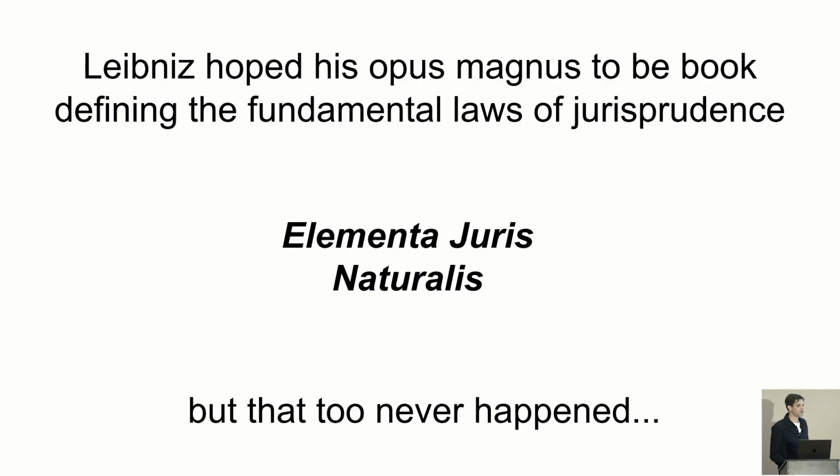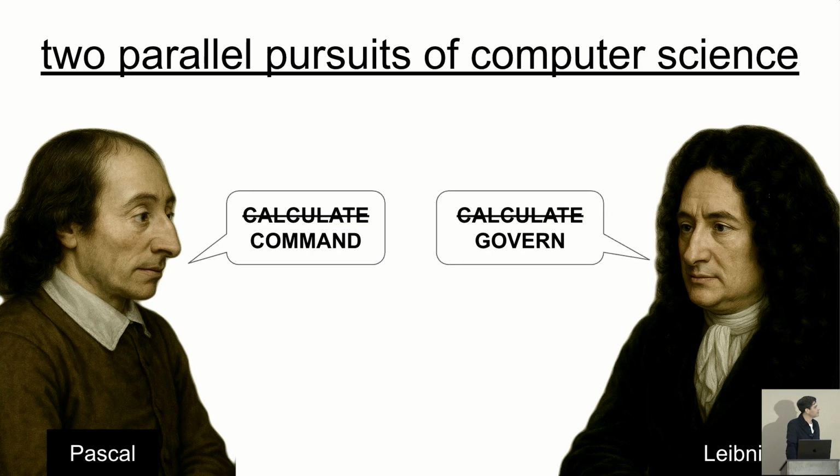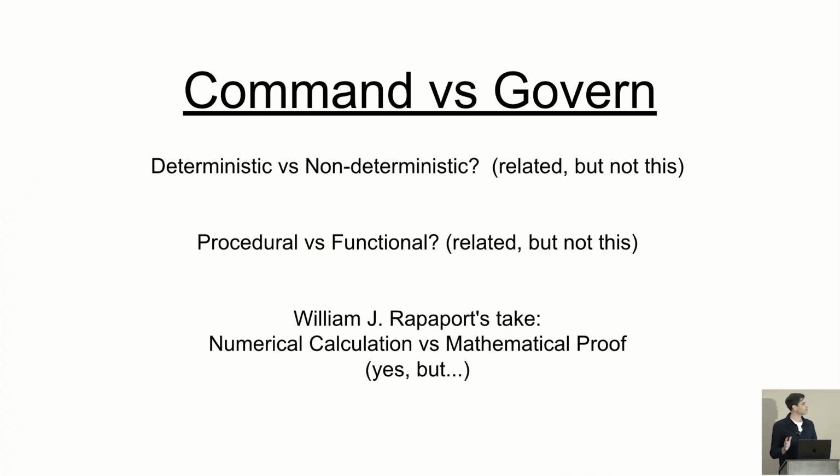And what was his ultimate hope? He wanted to produce a book. And that book was a book that would define the fundamental laws of jurisprudence. That also never happened. But now we just saw that there were actually two parallel pursuits of computer science, and they started even just with the basic calculator. On one side we have command, on the other side we have govern. And this command govern dynamic, you might think deterministic on one side, non-deterministic on the other.